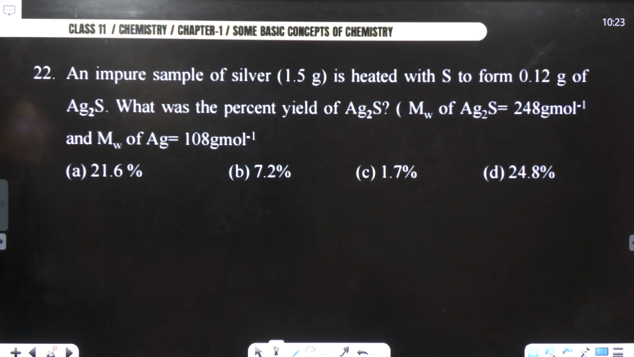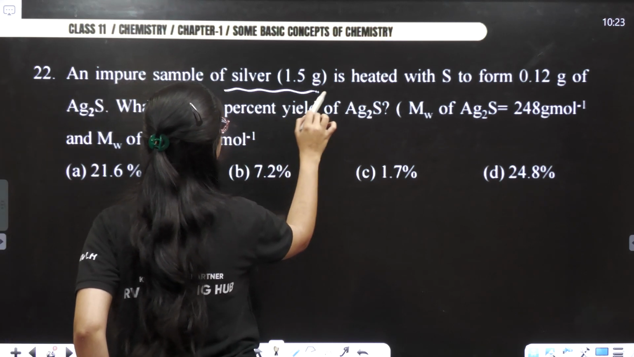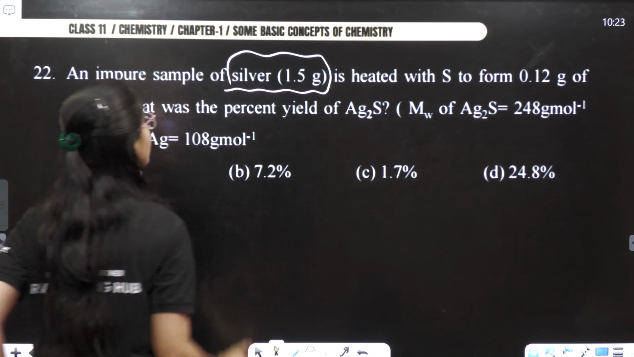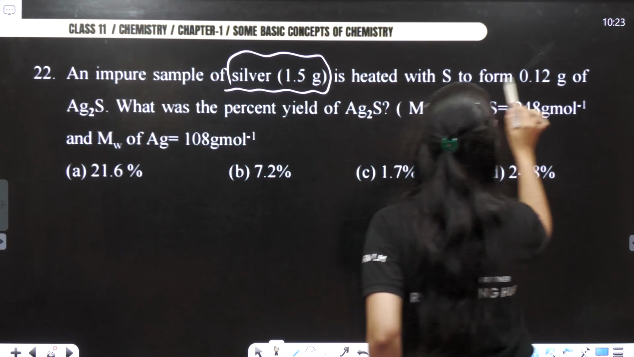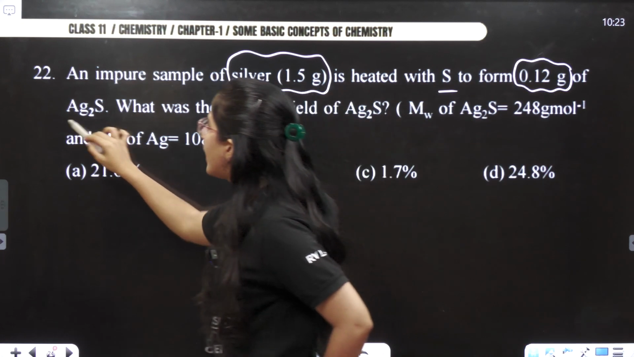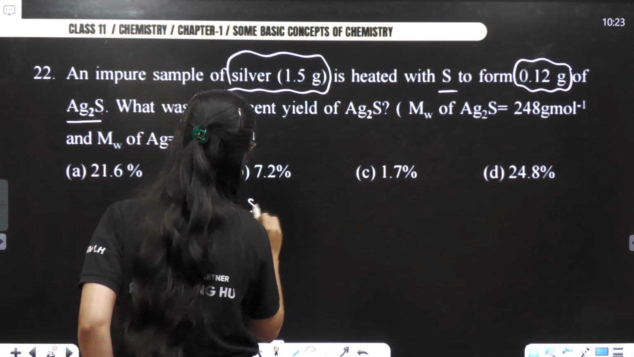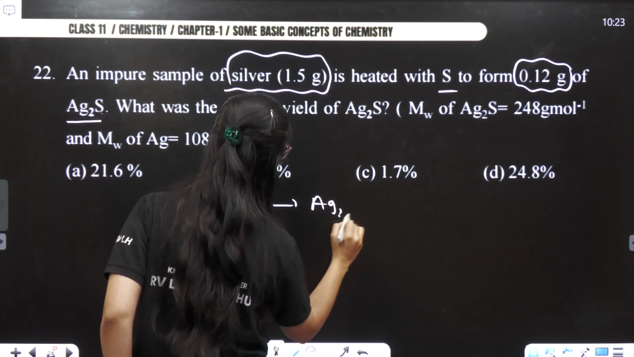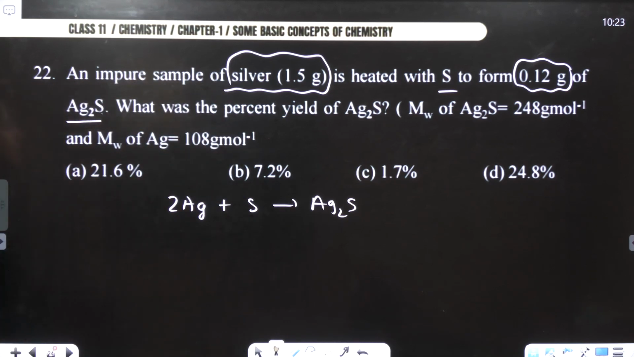Next question. An impure sample of silver. So there is a sample of silver which is impure. How many grams have you taken? 1.5 gram. It is heated with sulfur to form 0.12 grams of Ag2S. Okay. So silver is heated with sulfur and you are getting Ag2S. So 2 moles of Ag are used. What was the percentage yield of Ag2S? That is what they have asked.